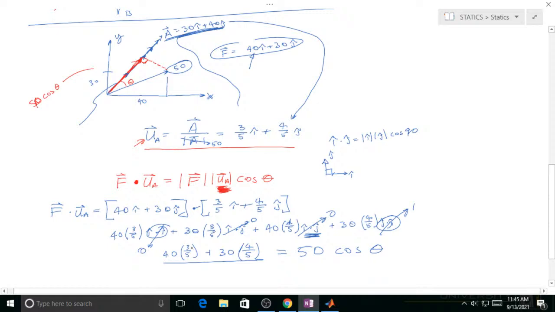Well, you can multiply 40 times 3 divided by 5 and 30 times 4 divided by 5, and you can divide that by 50, and you can take the arc cosine of it. You can find that angle. Does that make sense? So in fact, these projections, these dot products are always thought of as a projection.